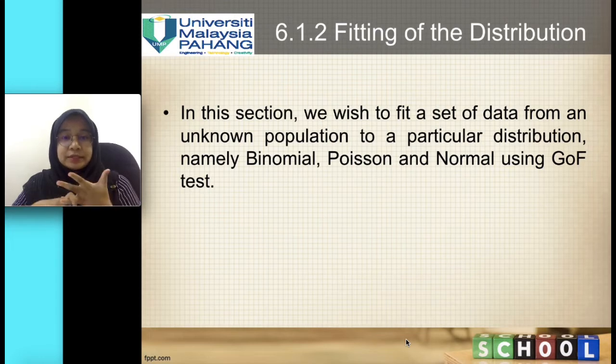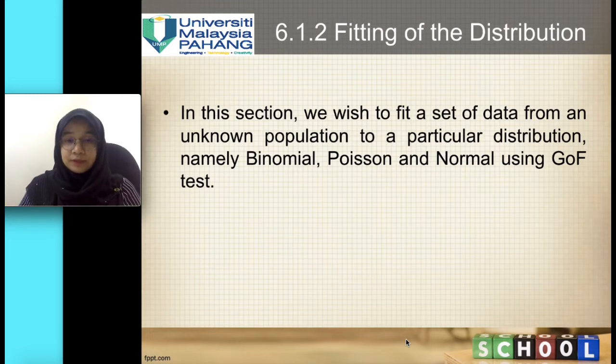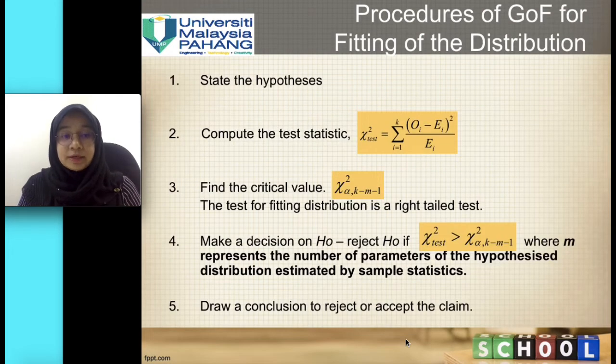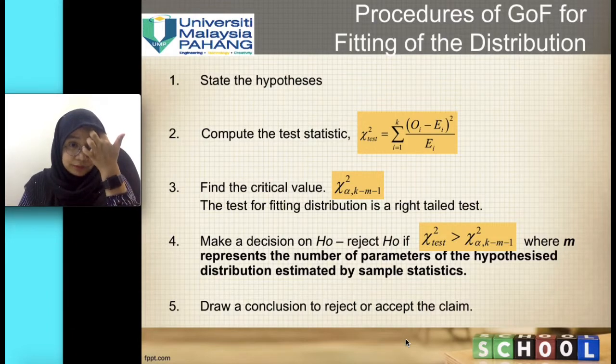Okay, so in this section, we wish to fit a set of data from an unknown population to a particular distribution, namely binomial, Poisson and normal, using the goodness of fit test. When we want to test which distribution our population fits, we also have the procedure. So, the procedure of the goodness of fit test for fitting of the distribution.